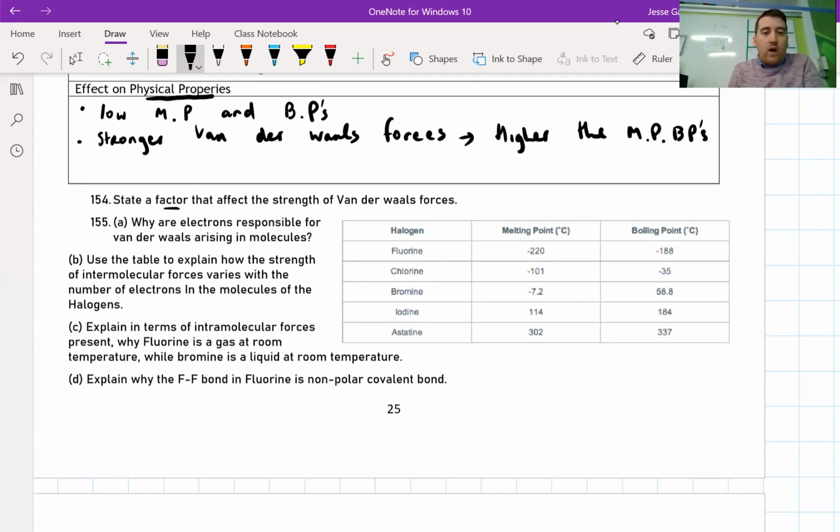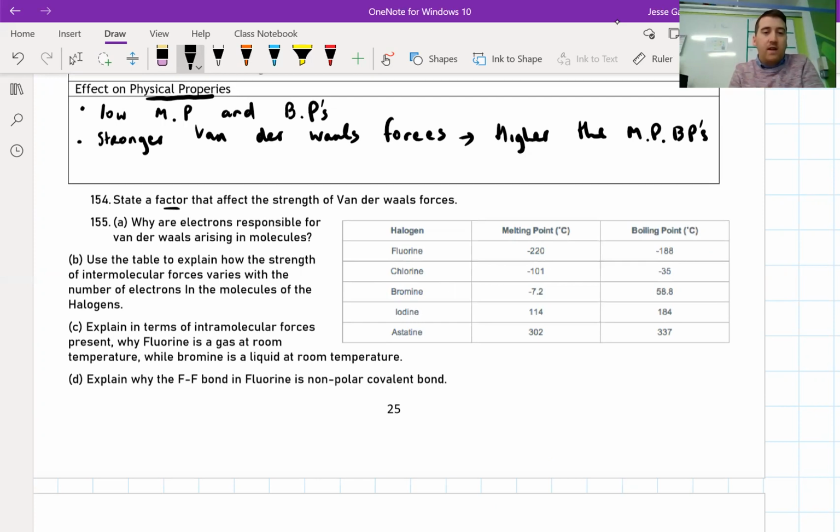The next thing: why are electrons responsible for van der Waals forces arising in molecules? Again, explain how electrons cause van der Waals forces to arise. Pause the video, do that. You can use a diagram, try and do the diagram from memory to help you explain it if you want. Good. You should only be playing now if you've done 154 and 155A.